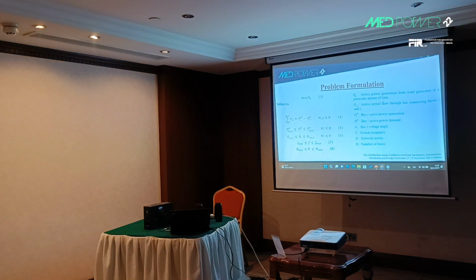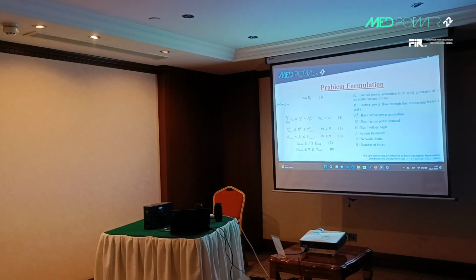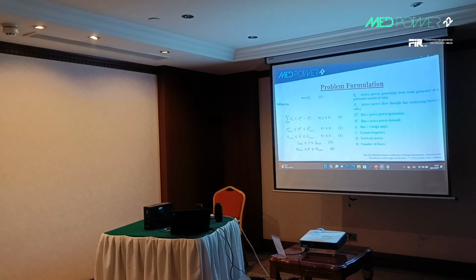Now moving forward to the problem formulation. The objective function defined in equation 3 aims to maximize the wind power generation from the wind generator subject to 5 constraints. The 5 constraints are listed from equation 4 to 8, where equation 4 maintains the active power balance in the network. Equations 5 and 6 keep the active power generation and bus voltage angle between their limits. Equations 7 and 8 maintain the frequency and network inertia between the operating limits.